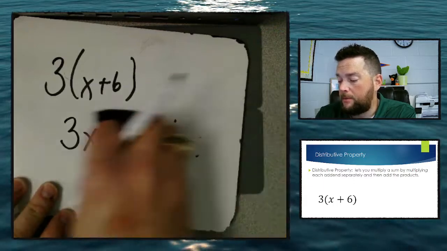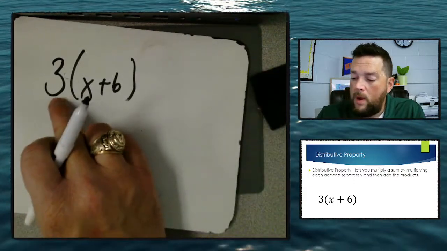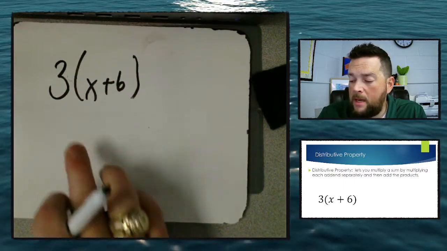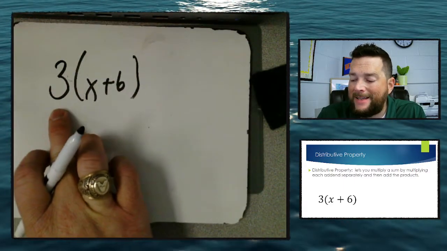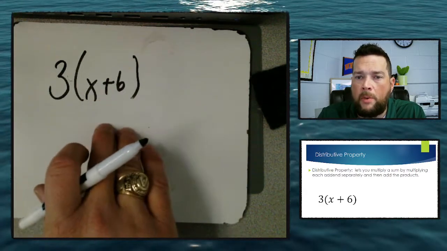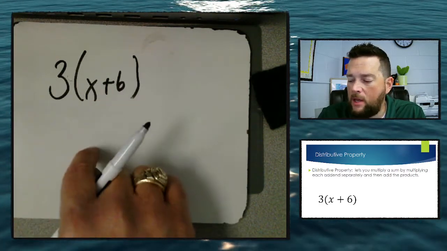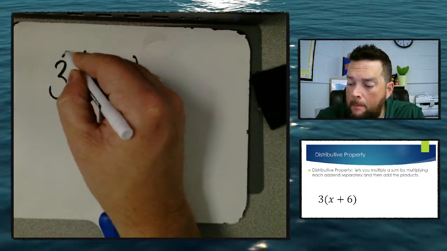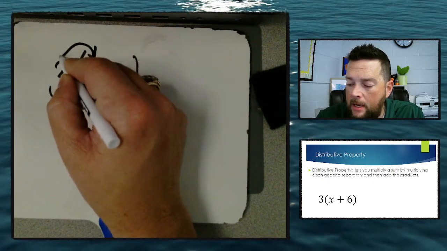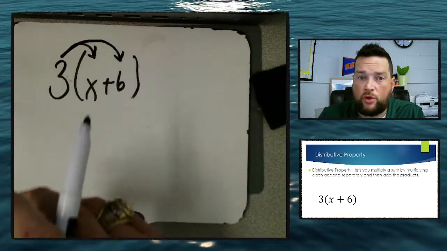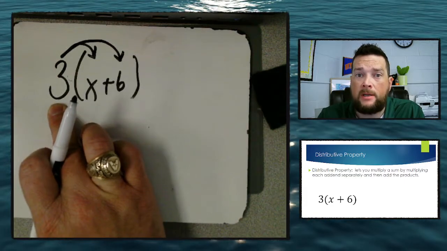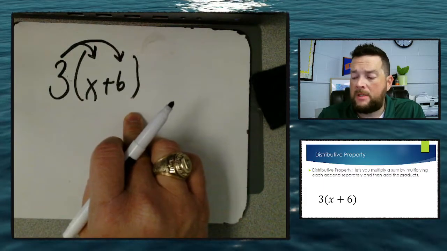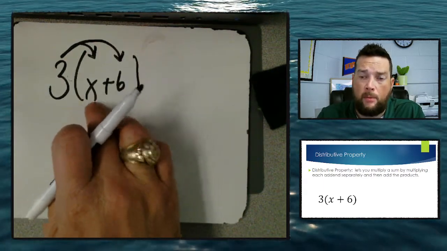So this is multiplication. Right here, we have a 3 right next to a grouping, right next to a parentheses, which means we're multiplying that 3 times everything in the grouping. We have to be fair. We can't just multiply it by the x, and we can't just multiply it by the 6. It has to be multiplied by everything in the grouping. So you have to distribute that multiplication fairly to everything. Don't make the common mistake of just multiplying it by the first number.